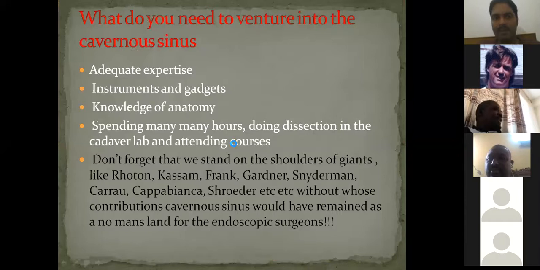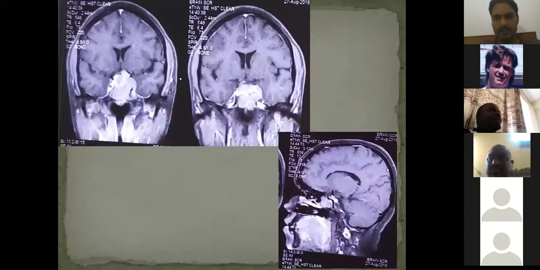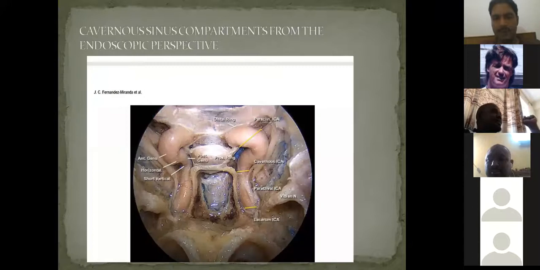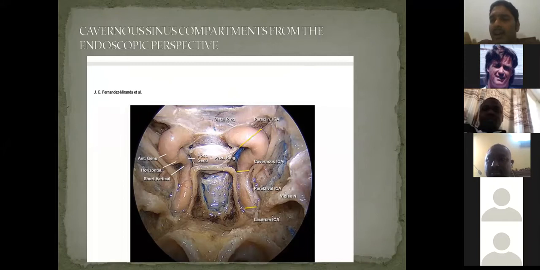I'll come back to the picture again. If you have a tumor in the superior compartment, we need to drill all this bone over the carotid artery, and now we can put the suction tip here and retract the carotid slightly laterally. We can slightly mobilize the carotid, and by doing that, the entire superior compartment and the posterior compartment come into the surgical field. That's how we approach the lesion in the superior and posterior compartments.